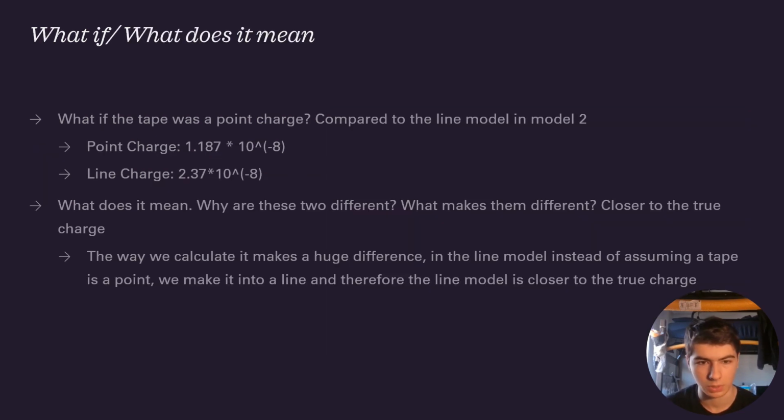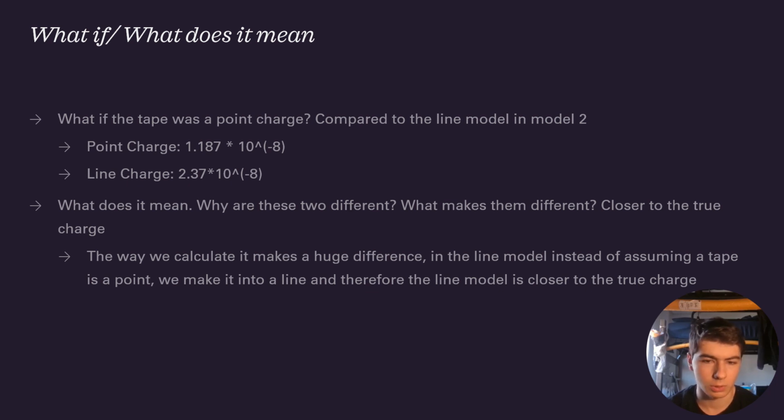So what if, or what does it mean? What if the tape was a point charge compared to the line model in Lab 2? Well, if the tape was a point charge, then we would have gotten the charge we got in our previous lab, which is 1.187 times 10 to the minus 8. However, in Lab 2, we got a line charge, which is 2.37 times 10 to the minus 8. And what does it mean?